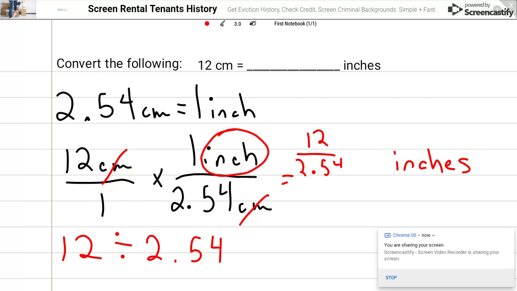So when I do that in my calculator, I'm going to get a pretty long decimal. I'm going to get an answer of 4.724409449. Whoa! Let's round this to the hundredths place.